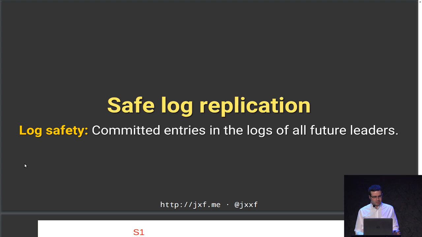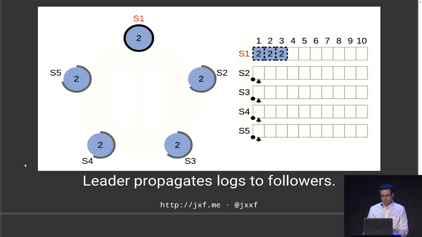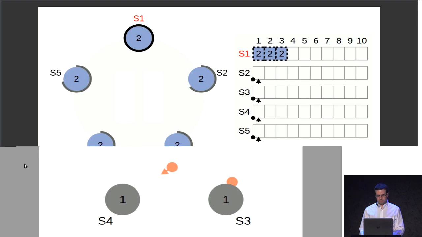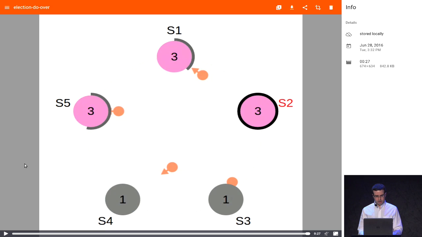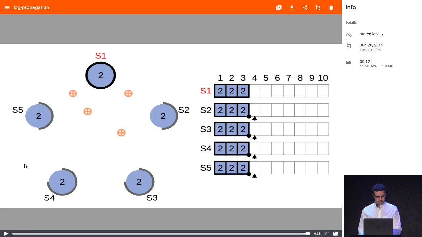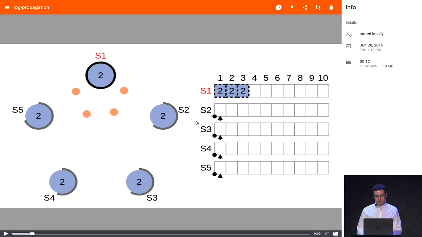So we also want logs to be safe. If we commit something and we know it's committed, then we want that to be persistent for all the future leaders in the cluster as well. So the leader's job is to propagate those logs to its followers. So here's a case where the leader has some entries in its log, and it's going to propagate those entries one at a time to the other followers.